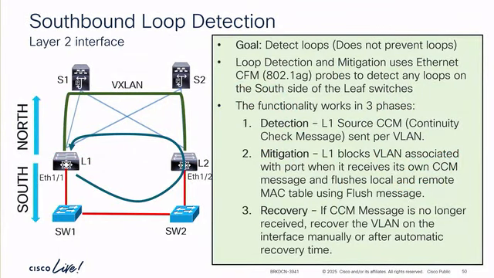Now, since we've already connected everything and we made the configuration mistake, I should at least be able to detect the loop, right? And then take corrective action. And that's the purpose of southbound loop detection. The goal is to detect the loop, not prevent the loop. The loop has already occurred.